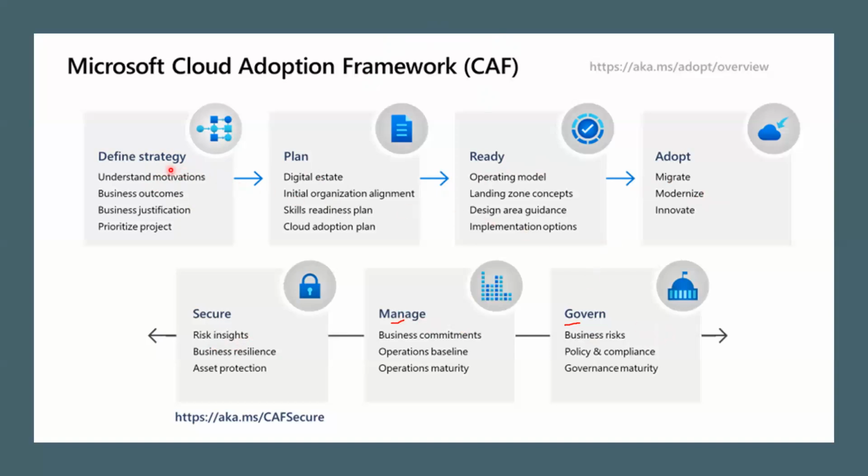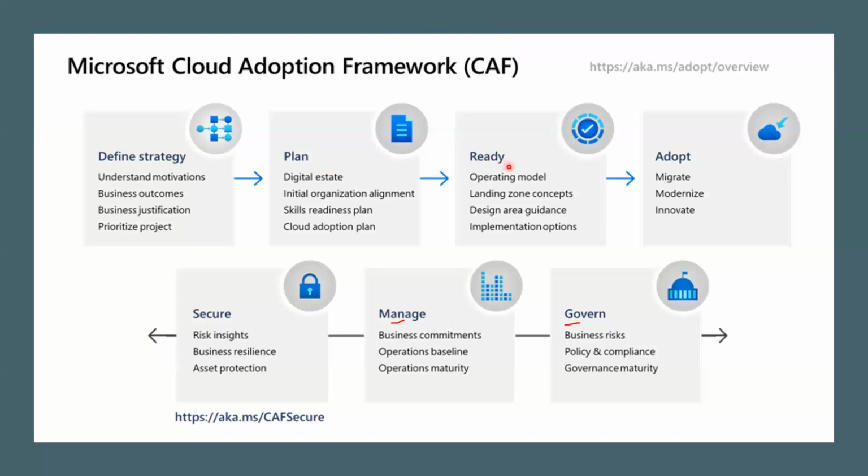Strategy is all about defining business motivation, business outcome, and justification. Why are we planning to move to the cloud? Once we have the proper vision and reason, then we need to come up with an actionable plan to execute the adoption, which includes things like gathering information about all the digital estate and what needs to be migrated. Do we have the skills? Or we could simply say adoption plan, what we have and how it will look on Azure.